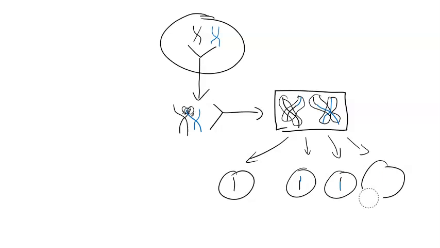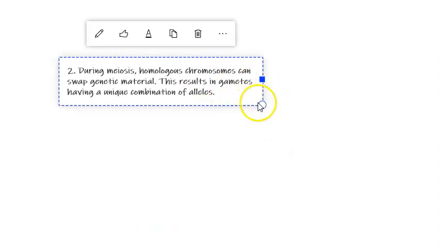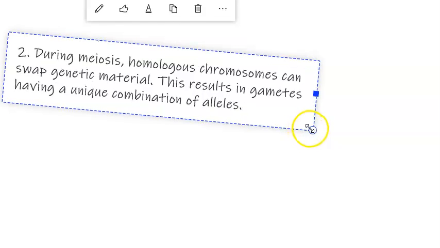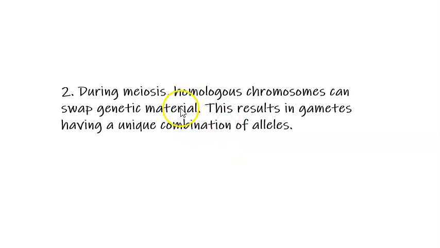Again, it's not super important to be able to explain this in depth in an exam, but we just need to be able to talk about how we do get variation in the gametes. So here's a potential answer that you could use if it came up. During meiosis, homologous chromosomes can swap genetic material. We don't actually need to use the name crossing over, we can just say they swap genetic material. This results in gametes having a unique combination, and we can say a unique combination of alleles, to be a bit more specific. But if you said a unique combination of genes or anything along those lines to show that the gametes are unique, that's all you need.